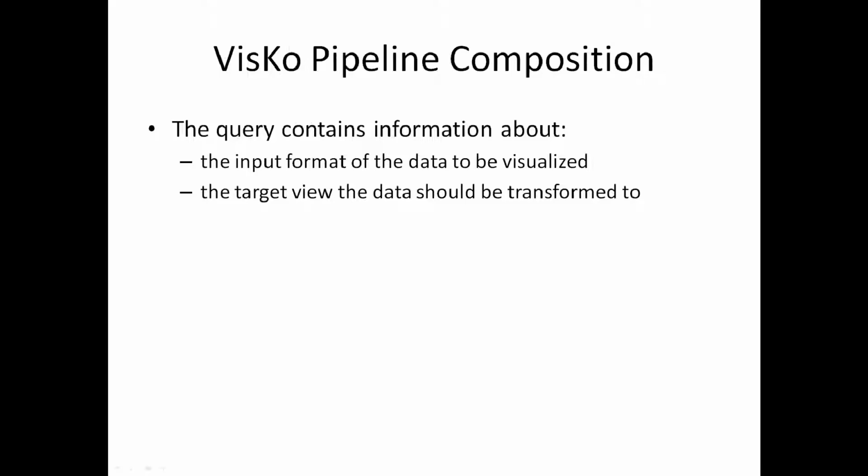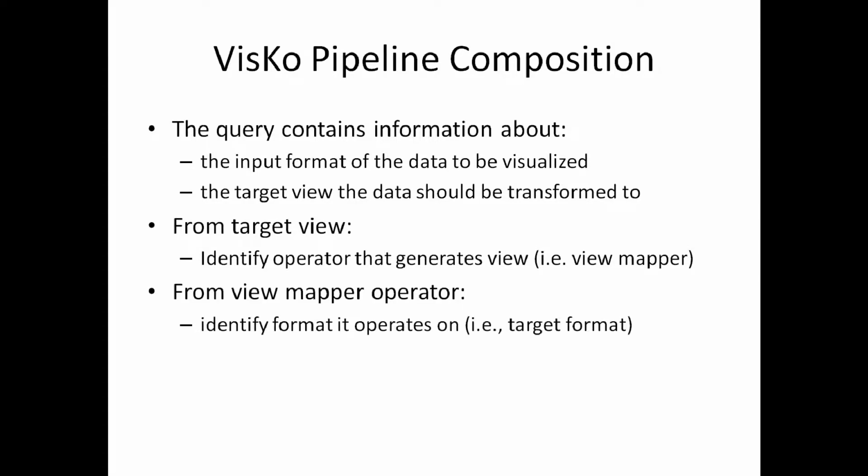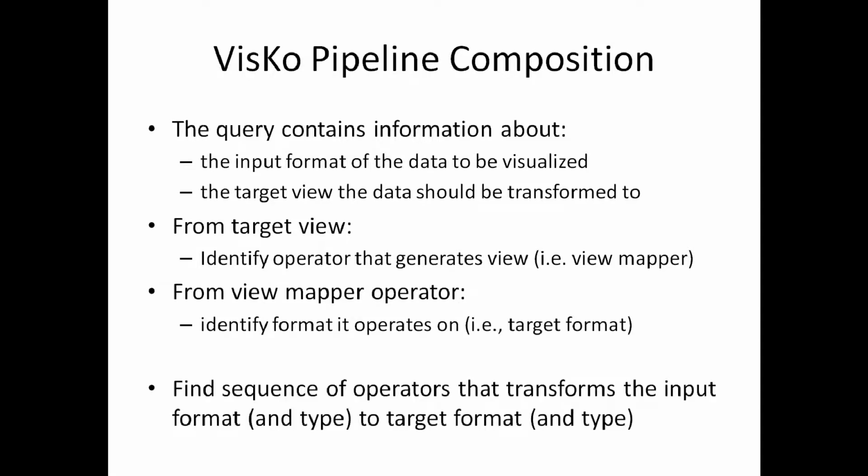Well, how does VisKo build one of these pipelines? The query contains information about the input format of the data to be visualized, as well as the target view the data should be represented as. From the target view, we can identify an operator, in this case a view mapper, that generates the requested view. From the view mapper, we can identify the format it operates on, which we will call our target format. The problem is then finding a sequence of operators that transforms the input format to the target format.